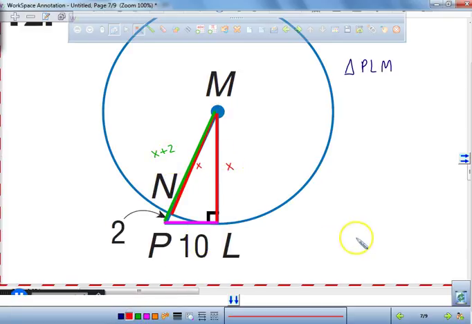So what you need to do is this. You need to take x, and you need to square it. You need to take 10, and you need to square it. And you need to set it equal to x plus 2 squared.